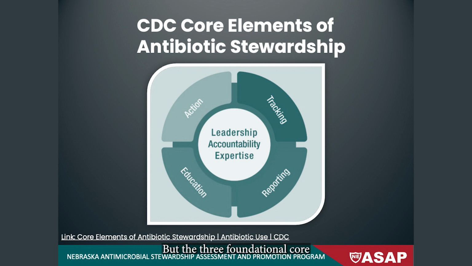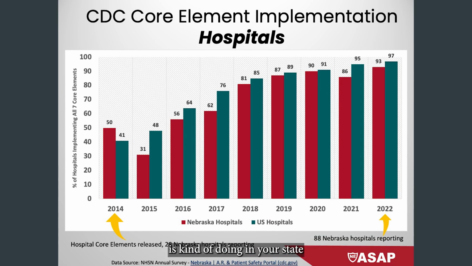But the 3 foundational core elements are leadership support, accountability, and drug expertise. This is really the foundation of your program and really sets up the ability to do the stewardship work on a day-to-day basis. The other 4 core elements, action, tracking, reporting, and education, represent that continuous quality improvement process that we should be repeatedly doing over and over again as we identify issues with stewardship in our facilities. And so really all 7 of these core elements have to work together. If you're only meeting 3 or 4 of the core elements, you can imagine you don't have necessarily a fully functional, strong stewardship program.